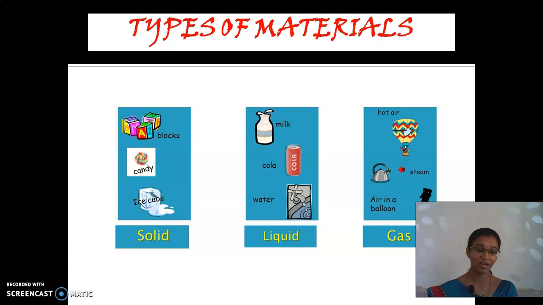And then what's the last one? Gas. So gas, tell me some example. Very good. Oxygen, nitrogen, carbon dioxide, which are present in the atmosphere. So the air which is present in the atmosphere is an example of gases. In what other places is this air found? When we blow a balloon, what is inside the balloon? Air. And then steam which comes out from vessels.